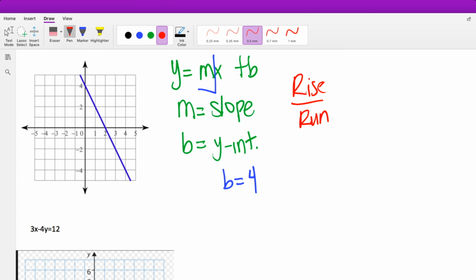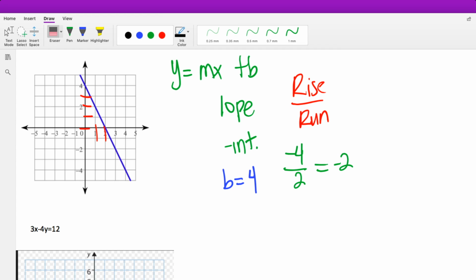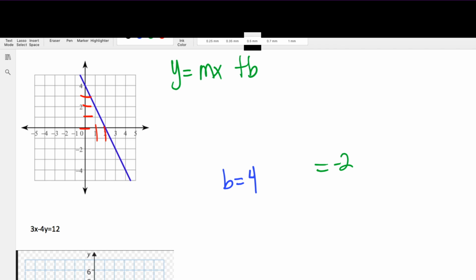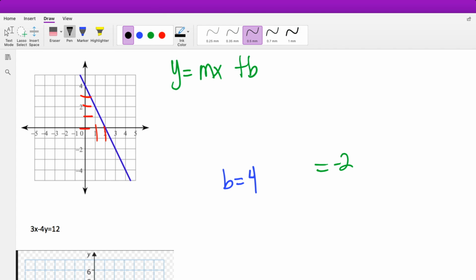So let's go down -1, -2, -3, -4, okay? And now let's start running. 1, 2. So it looks like our slope so far is -4 over 2. Now this can be simplified to -2. So that is our slope. Let's go ahead and erase some of these things just so we can have more room. We know that slope is -2. What letter represents slope? M, there we go.